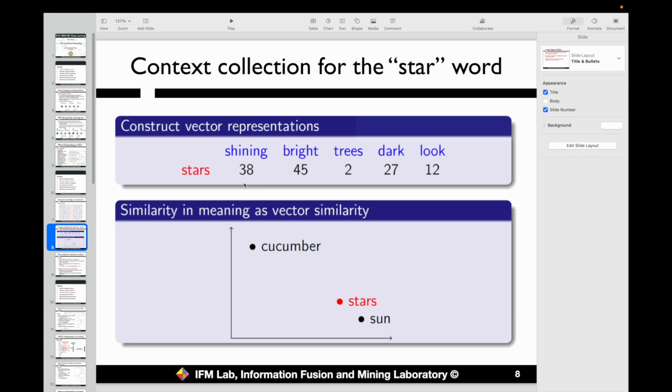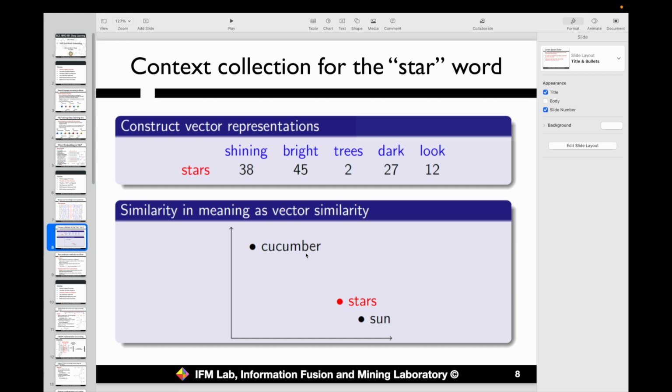Actually, these frequent words we extract here can also illustrate the physical meanings of the word star as well, because according to the representation we extract manually by using these frequent words, we find that star will also be very similar to sun, right, according to the location in the feature space compared with some other words like cucumber. So according to the context, we can extract some useful information about the word.